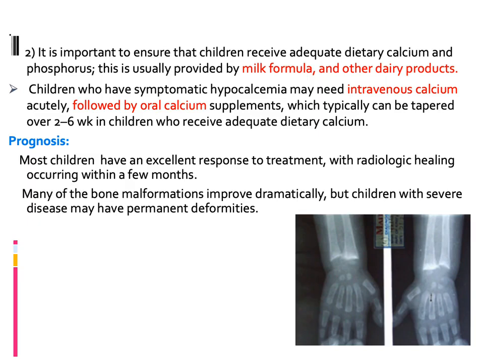So, when we give the patient vitamin D, we return him back after 1 month to 6 weeks to do an X-ray of the wrist. We will see signs of healing. That is, there is no cupping, there is no rarefaction, and there is the appearance of the white line. So these are the signs of healed rickets.